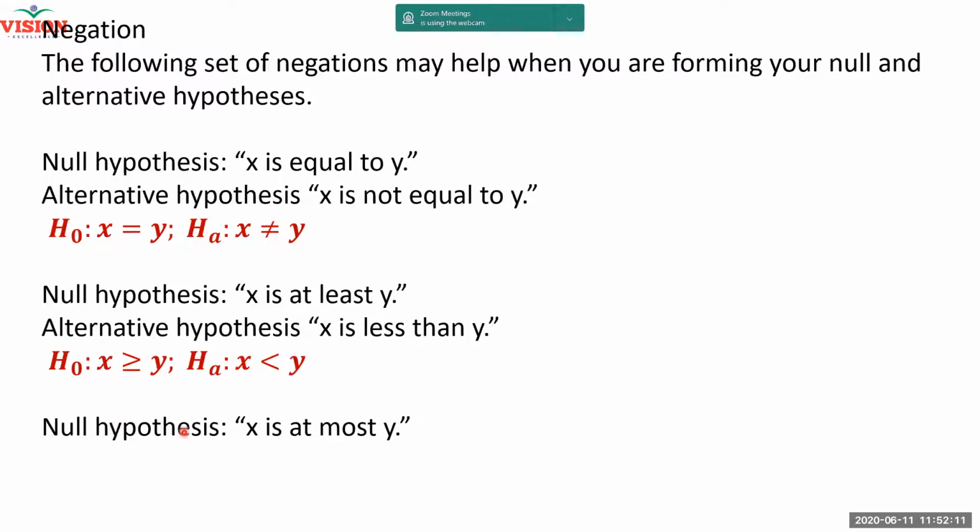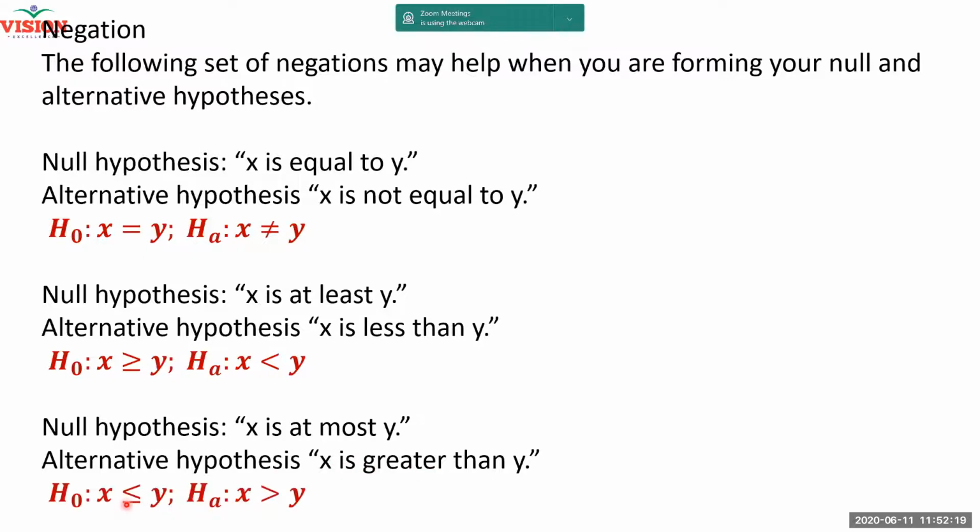Right? Null hypothesis, x is at most y. That means less than or equal to y. Alternative hypothesis, x is greater than y. That is what I have written. Alternative hypothesis, x is greater than y. Null hypothesis is x is less than or equal to y. These are the only null hypothesis statements for any questions that you have in the world.